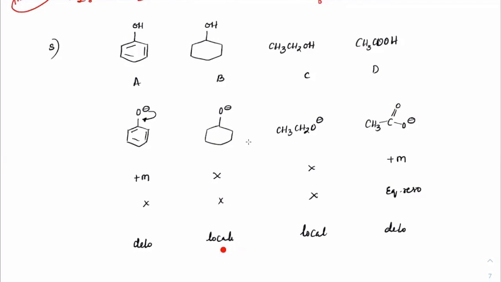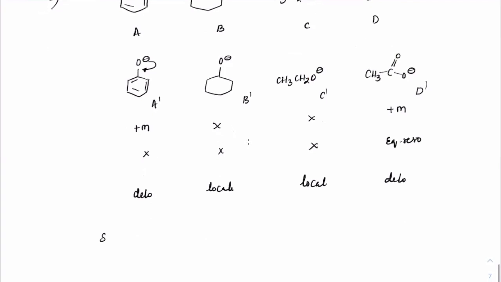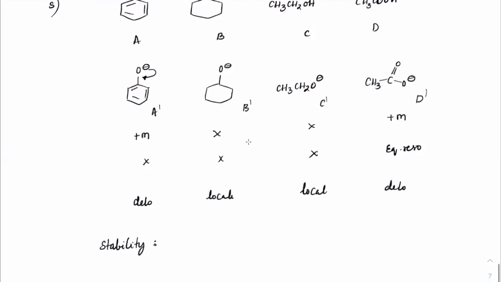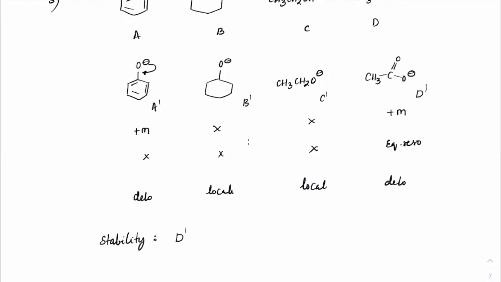Which means localized electrons are unstable. Delocalized electrons are always stable. That is what we have learned from resonance. So we can definitely say these two conjugate bases are less stable compared to these two conjugate bases. Okay. So if these are the respective conjugate bases A dash, B dash, C dash and D dash, then how should the stability be? First I can say D dash is more stable than A dash because of equivalent resonance, and A dash is more stable than B dash and C dash.